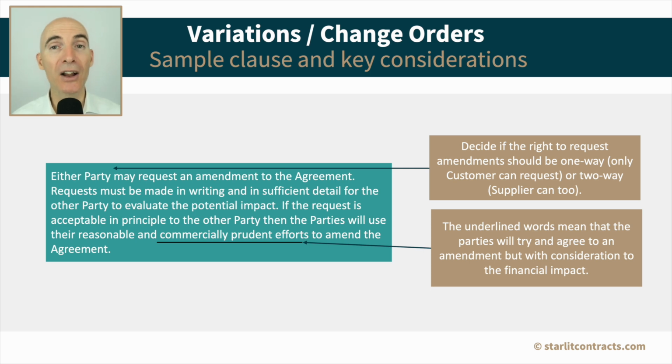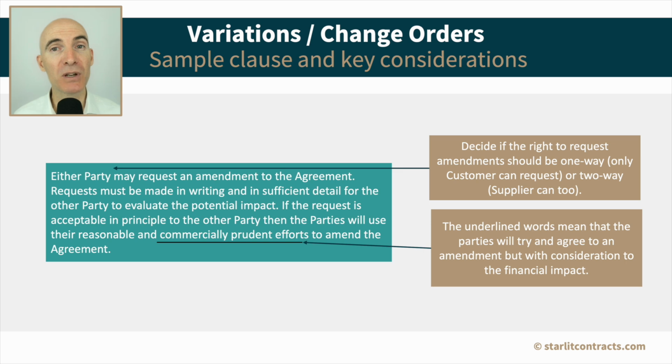Now let's look at the underlined wording in this sample clause, which requires the parties to use their reasonable but commercially prudent efforts to amend the contract. The idea here is that both parties are able to keep in mind their commercial positions when they're looking to make such an amendment to the contract. So in other words, it's not putting one of the parties to a commercial disadvantage by amending the contract when maybe they'll just prefer to stick with the original contract.